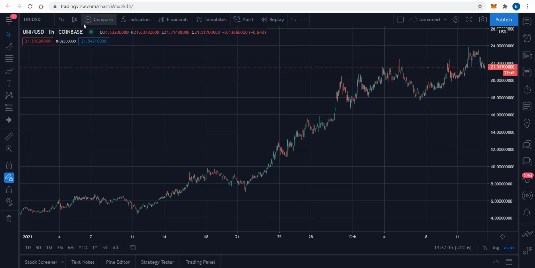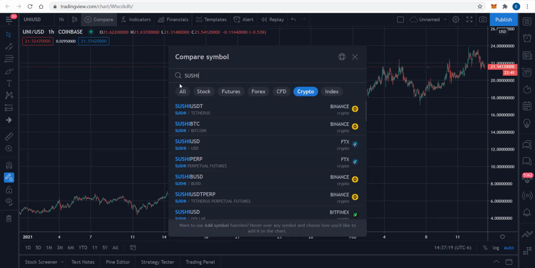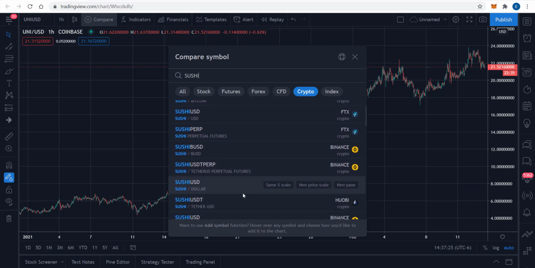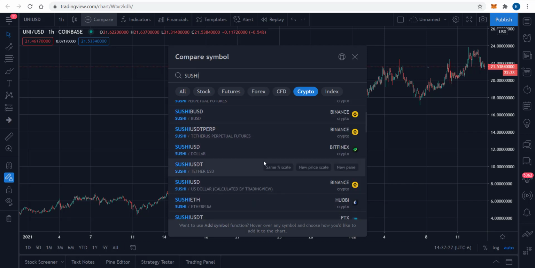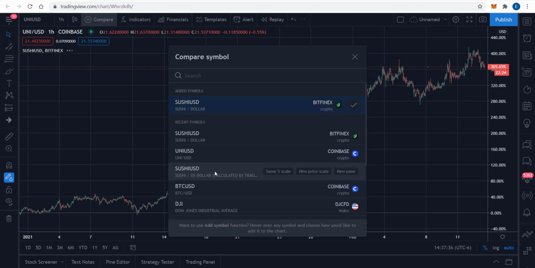But let's compare this to one of its competitors, which is Sushi. We're going to look at Sushi USD. I'd like to get it on an exchange that I know has decent volume. Let's see. Well, let's try it on Bitfinex.